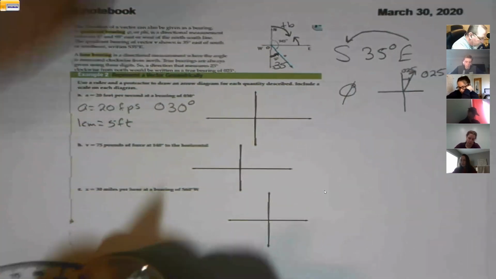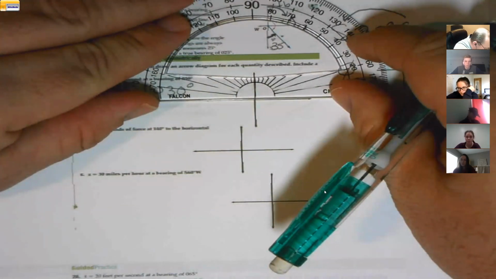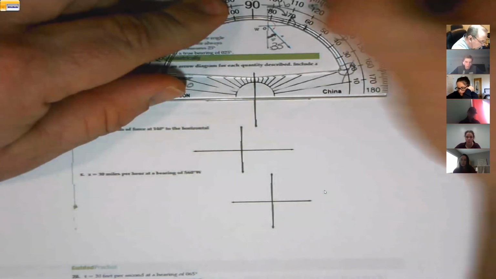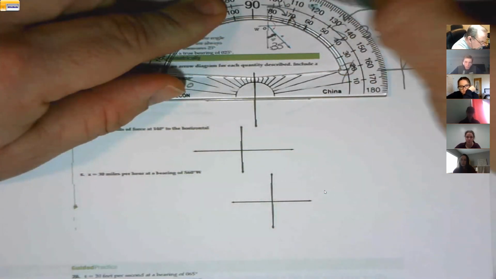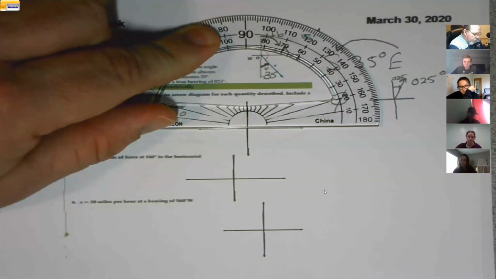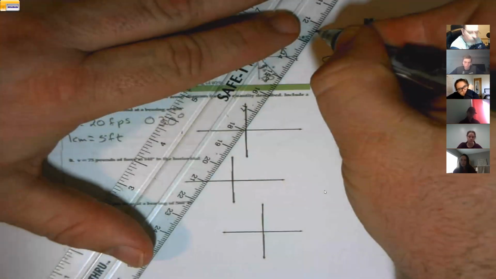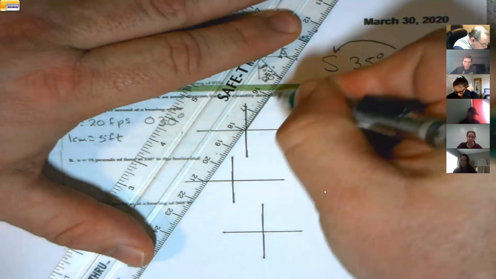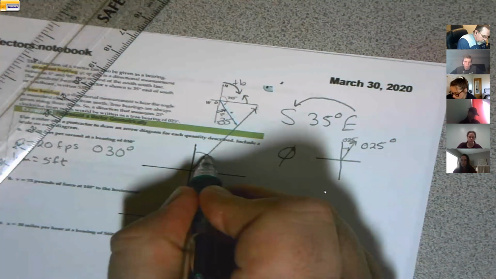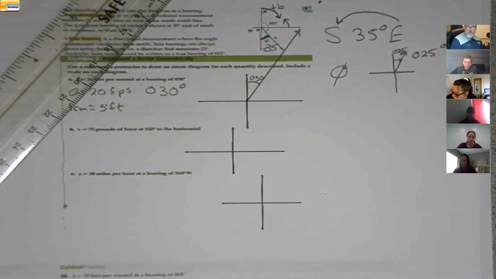So I'm going to draw the angle first. If this is a true bearing, it goes from north, clockwise. So I'm going to start at 90 degrees up here, and I'm going to go 10, 20, 30 over here. So right at 120 actually. So there's 030, and then if 1 centimeter is 5 feet, I have to draw this 4 centimeters. So 1, 2, 3, 4, like that. So here's the 030 right there. Any questions on true bearing?